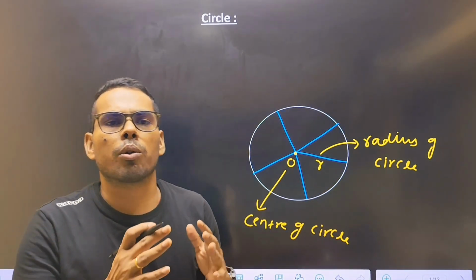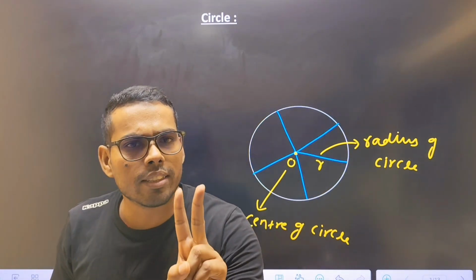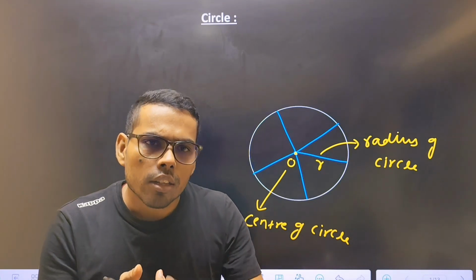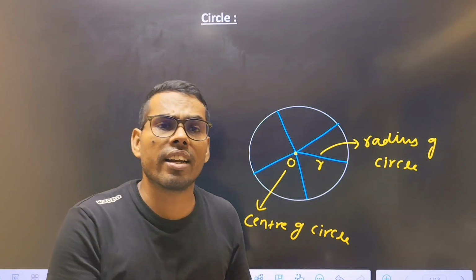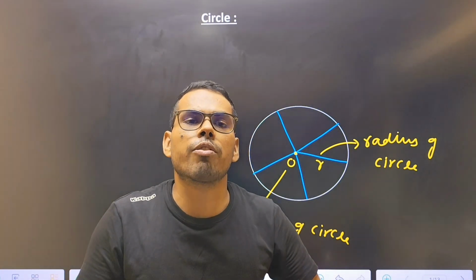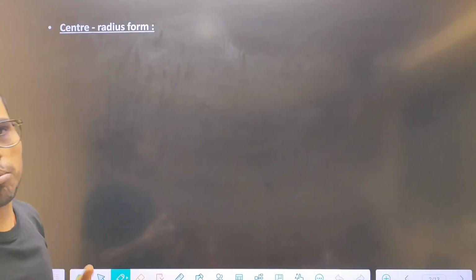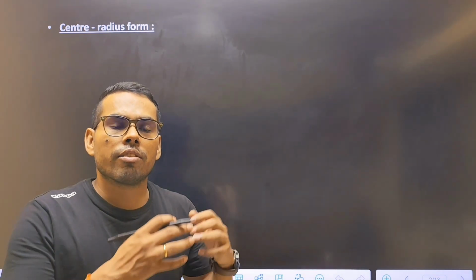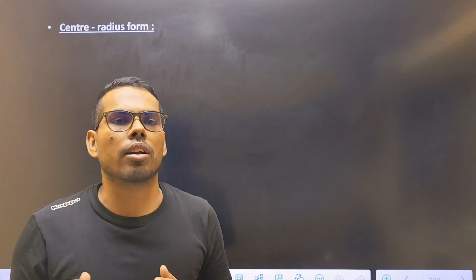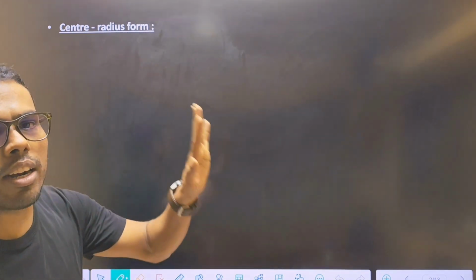Whenever you have to write the equation of a circle, you need two things, that is center and radius. If you know the center and radius, you can write the equation of any circle. Now I'm going to discuss the various forms of the equation of a circle. The first is center radius form.